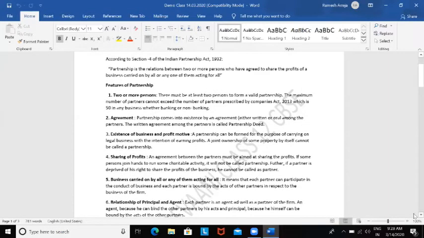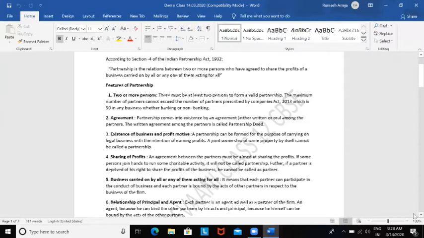Then comes existence of business and profit motive. Obviously, a partnership can be formed for the purpose of carrying on a legal business with the intention of earning profits. What that means is, all the trusts you see are not formed for the profit motive. So it should be a legal business. That means you should not be doing anything which is not legal, and your intention should be to earn profit.